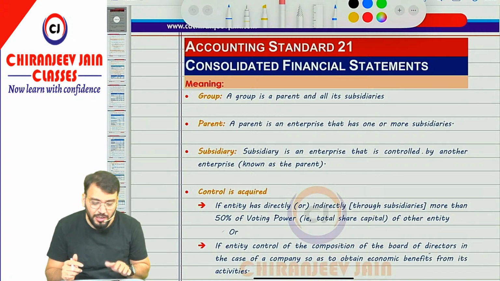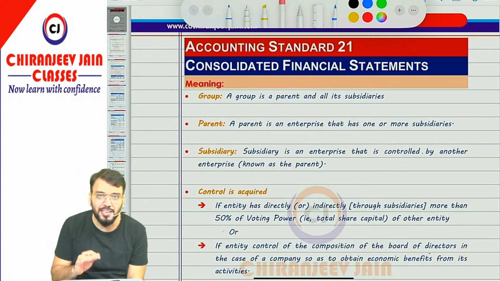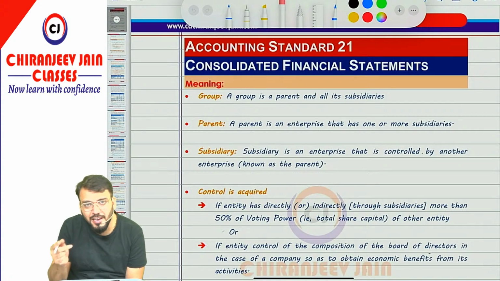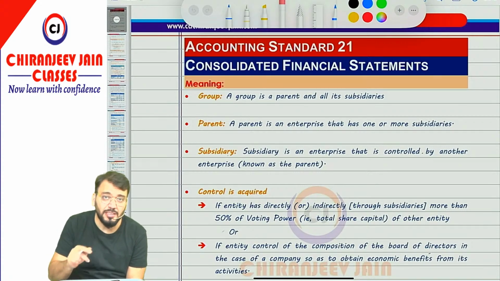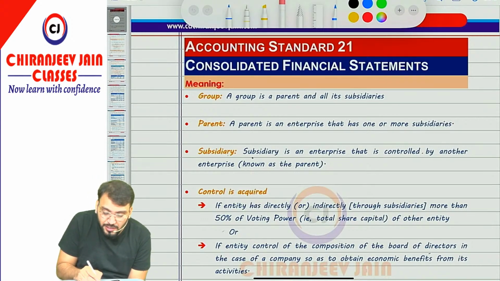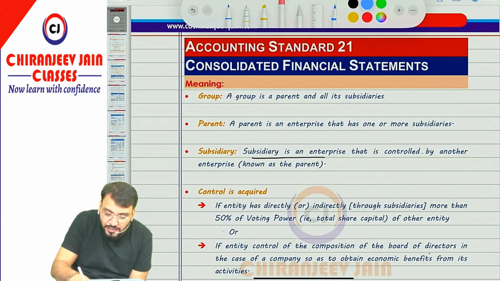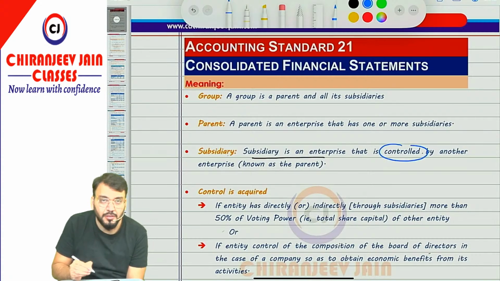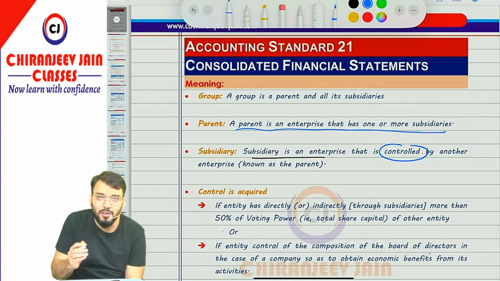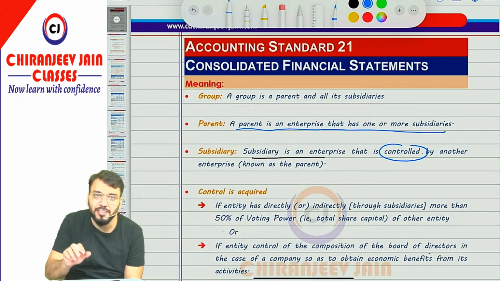Chalega? Yes sir. So AS21, you all know that it is for parent and subsidiaries. Now, who is the parent company? The parent company is the company which controls another entity, and that other entity is known as the subsidiary company. We can say it this way: a subsidiary company is a company which is controlled by the parent company. It means a subsidiary is an entity that is controlled by another entity known as what? Parent company. Got this point? Correct. And a parent entity is an entity that has one or more subsidiaries.